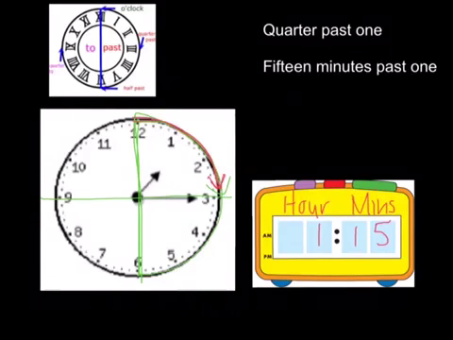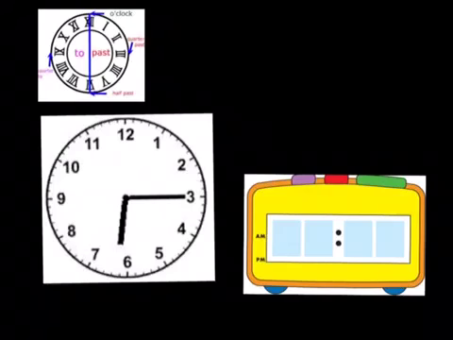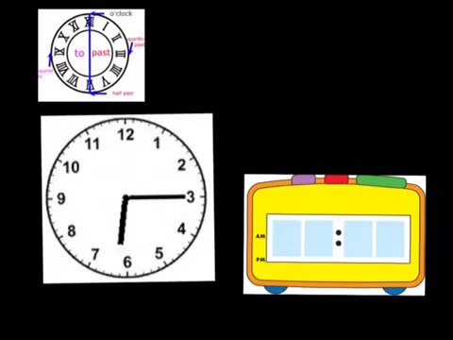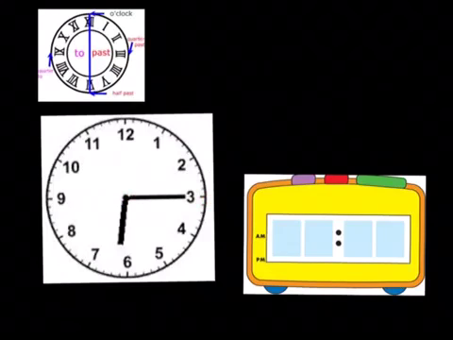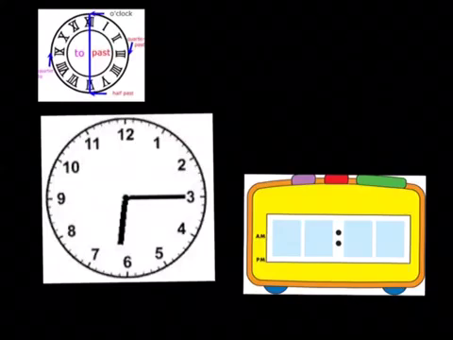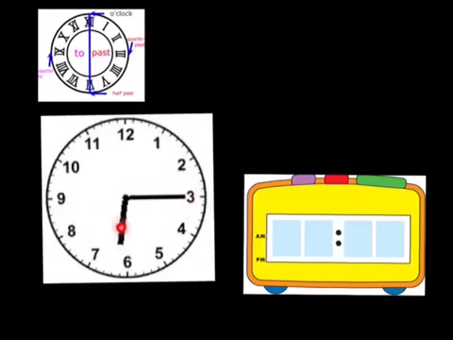Okay, let's try that again with a different clock. Let's take a look at this clock now. Again, remember, we always start looking at the minute hand first. The minute hand we can see is pointing to the 3. We already know that means it's quarter past something because the minute hand has travelled a quarter of the way around the clock. Okay, now we look at the hour hand. So it's quarter past. What has the hour hand just gone past? The 6. So this one is quarter past 6.